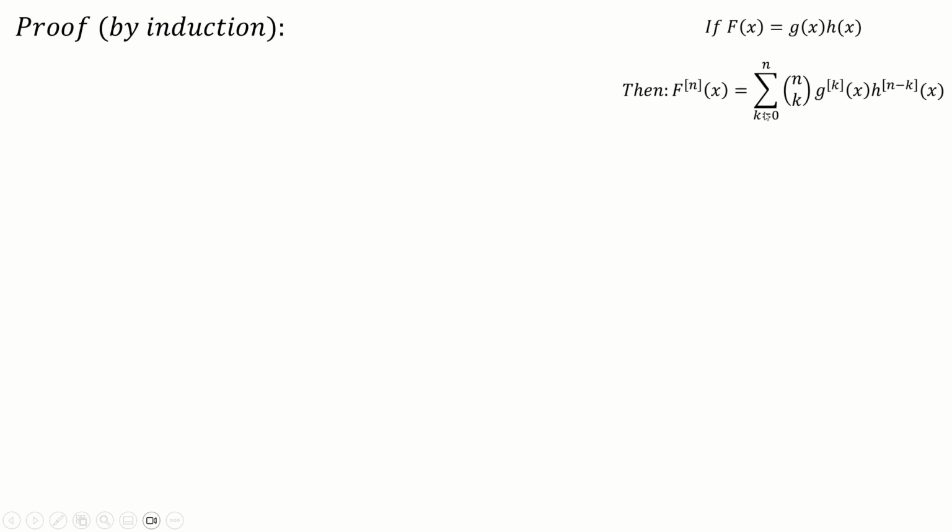So you start with 0 and then n, and then you go to 1 and n minus 1, and then 2 and n minus 2, 3 and n minus 3, and so on.